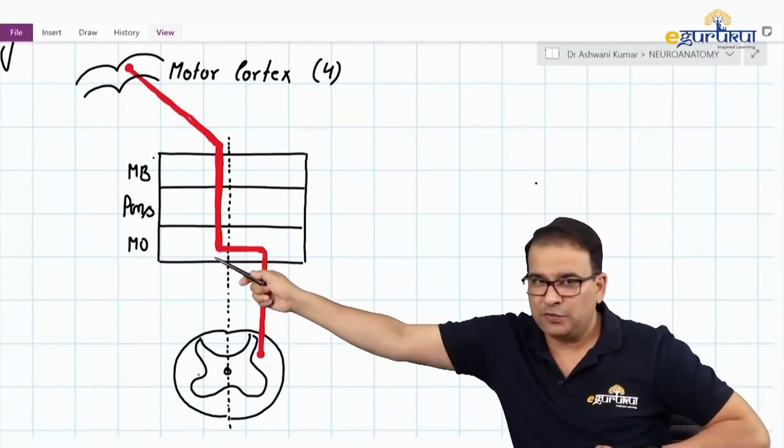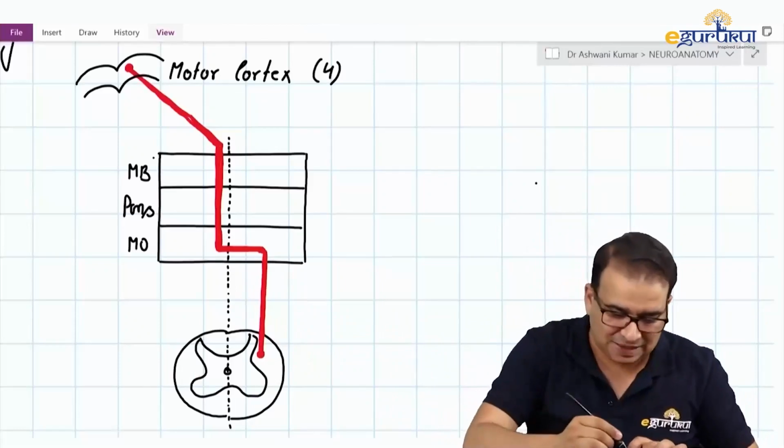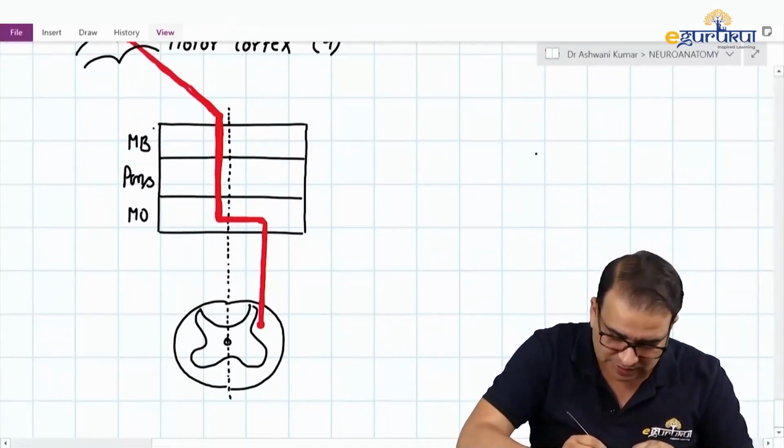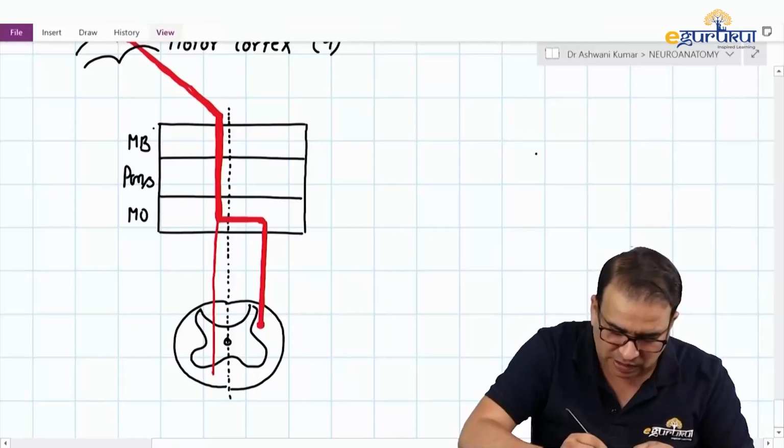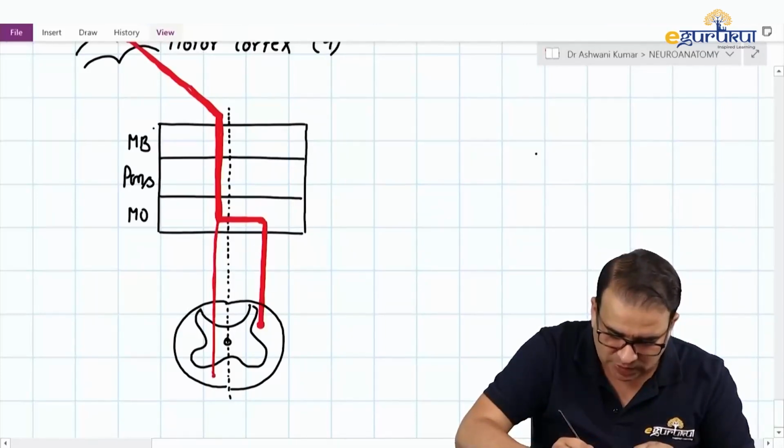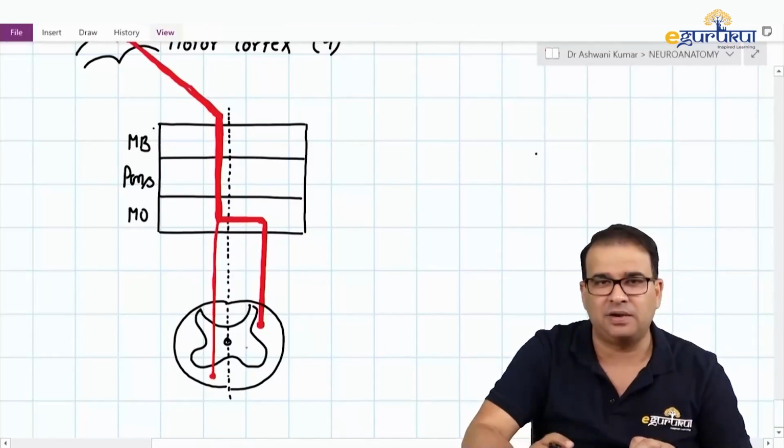But the remaining 10 to 15% of the fibers will keep running on the same side. Look at this. They'll keep running on the same side, and that means anteriorly, close to the midline only. And thereby they reach the anterior part of the spinal cord. That's why we call them the anterior corticospinal tract.